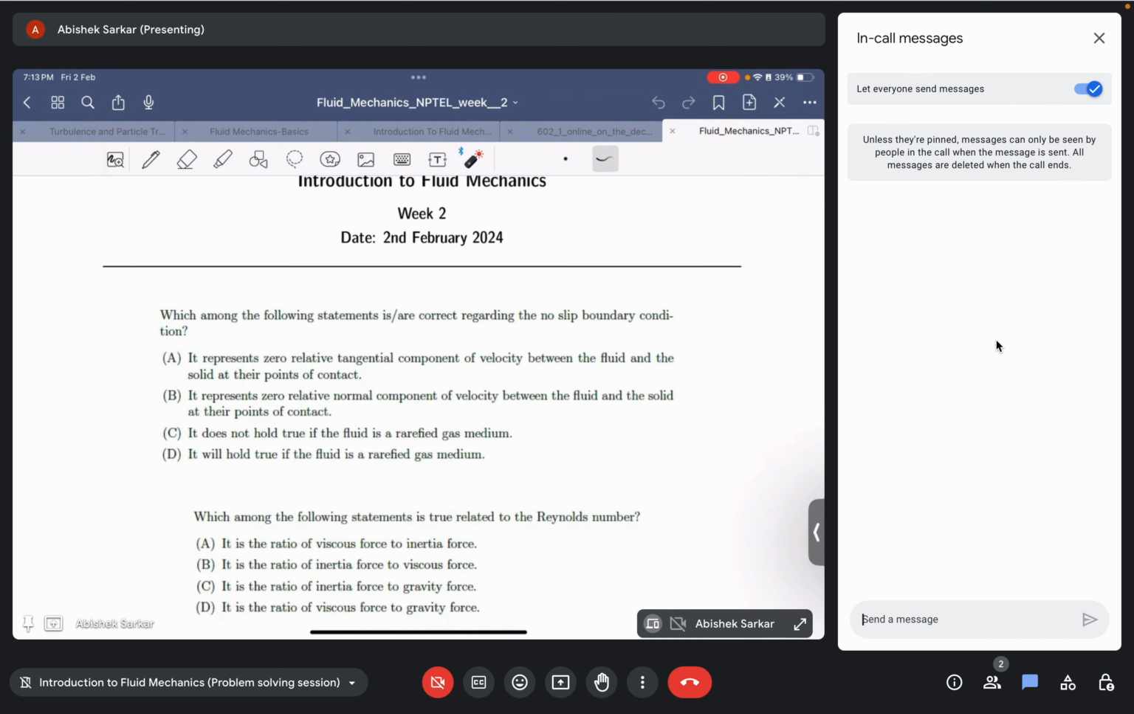Okay, so the first question is, which among the following statements is or are correct regarding the no slip boundary conditions? I feel that now it's very simple for every one of you, because we have discussed the no slip boundary conditions very thoroughly. But still, I'll give you a few minutes to go through the options and then tell me the answer.